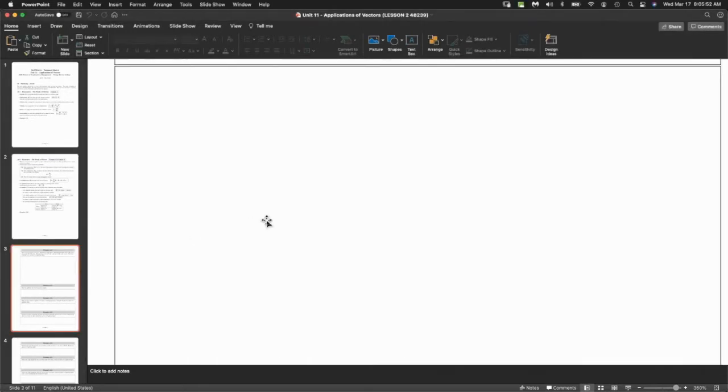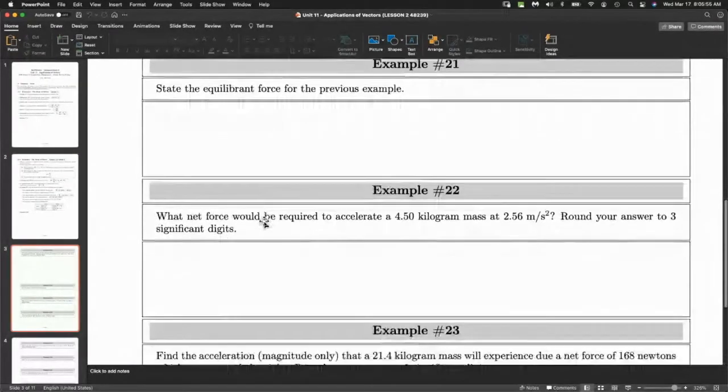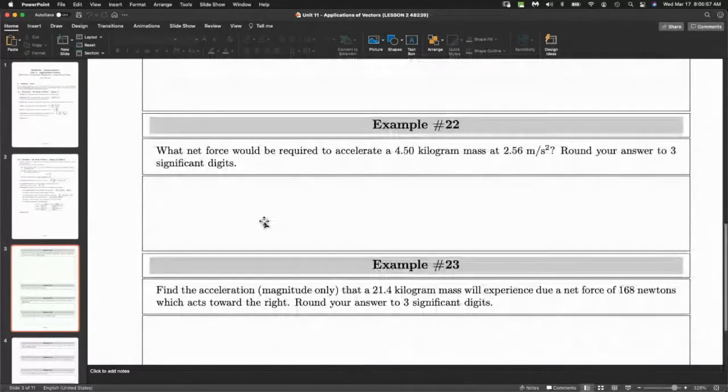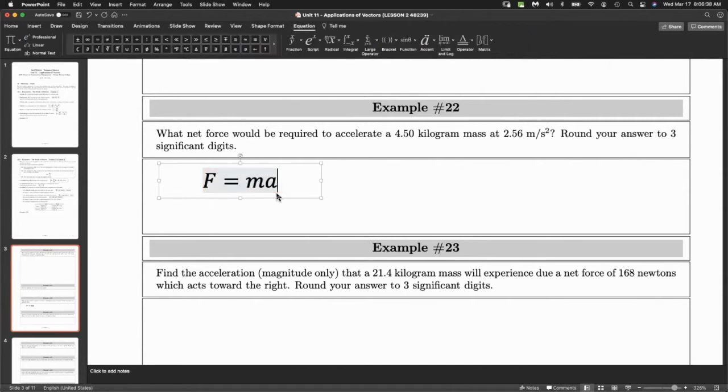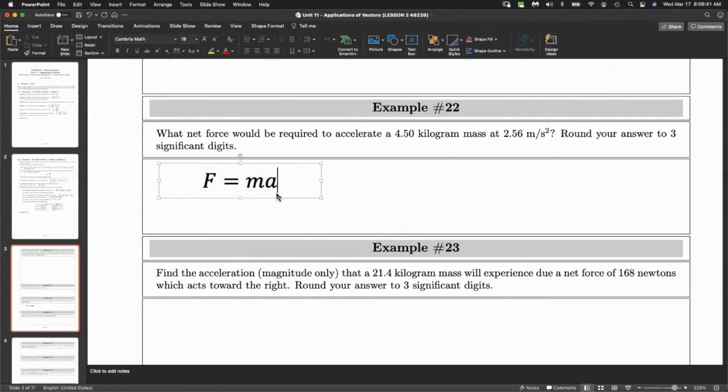So let's continue here on our path with examples 22, 23, and 24 to come. We have here: what is the net force that would be required to accelerate a mass of 4.5 kilograms at the rate of 2.56 meters per second squared? The big equation here, remember, is Newton's second law, which is F equals ma. In this case, that's the formula we'll be using.